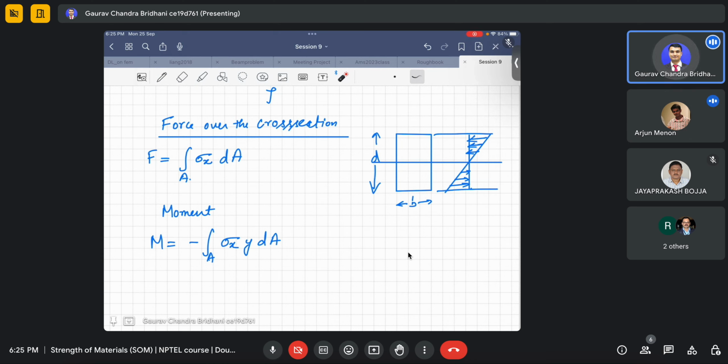Yes, dA, you are correct. Here the dA represents the small area. So how will you do it? You are right. The further process is that at a distance y, you will take a very small strip like this. Okay, I will show you. See, you will do this at a distance y from, suppose you want to do it from the neutral axis.